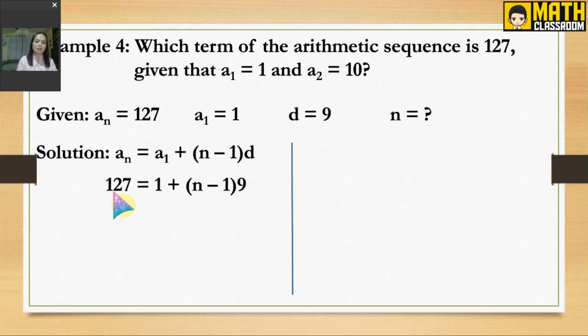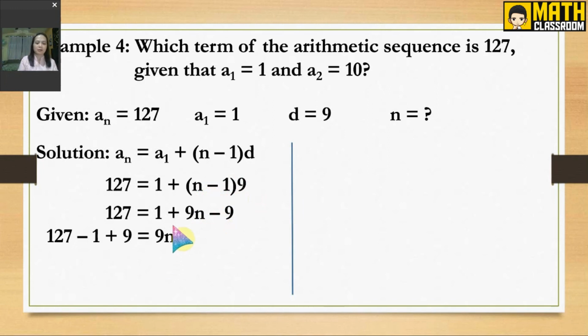Okay, substitute the values. We have 127 is equal to 1 plus the quantity of n minus 1 times 9. So here we apply distributive property by multiplying 9 with the quantity n minus 1. So we have 9 times positive n is 9n, 9 times negative 1 is negative 9. So that is distributive property. Next, apply APE by combining 1, negative 9, and 127 to the other side or to the left side. So we have 127 minus 1 plus 9 is equal to 9n. And that is 135 is equal to 9n.